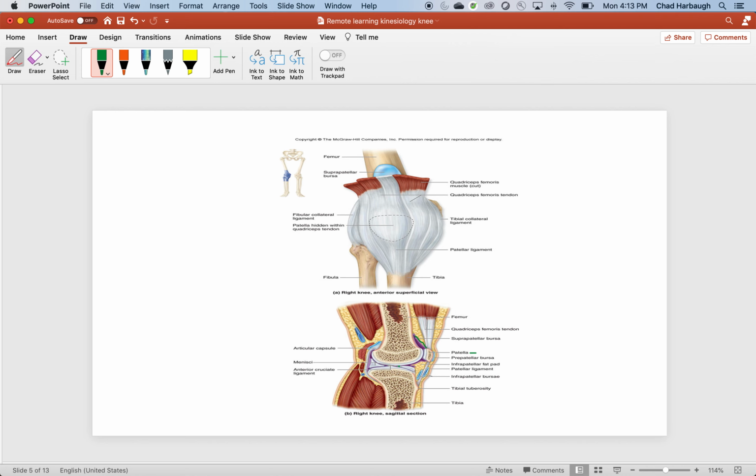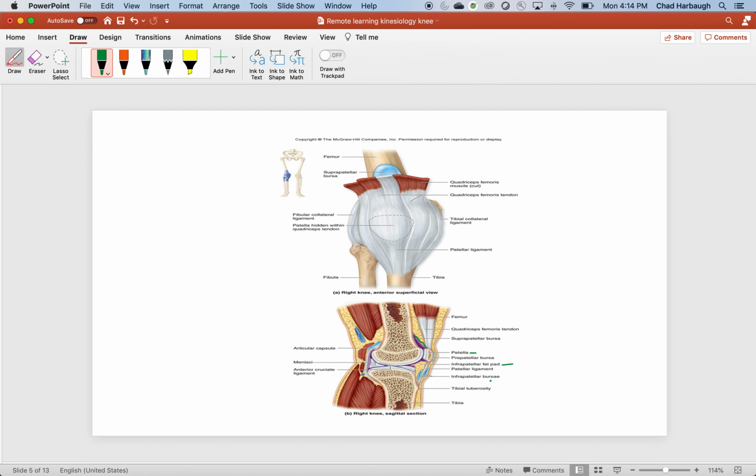What we also see are different structures called infrapatellar fat pads, mostly located in the anterior surface of the knee, but we do see them in the posterior surface. But it's important in the anterior surface that we have these fat pads for cushion and support.